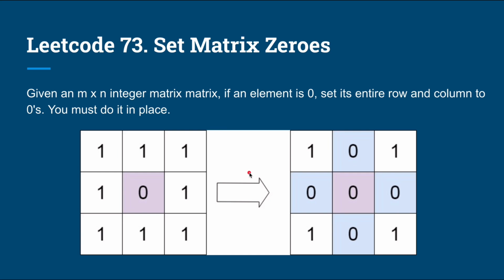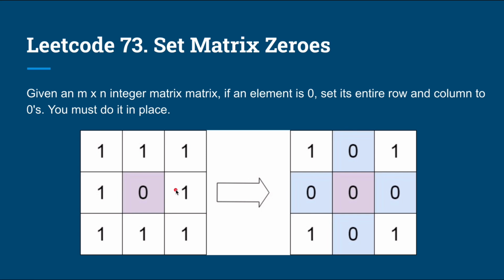So how do we do it in O of 1 space? If the brute force approach takes O of m plus n space, how are we going to do it in place, meaning O of 1 space? The trick is you can use the first row, right?